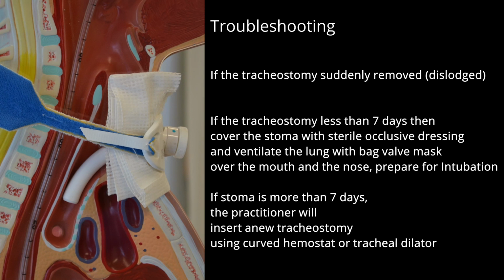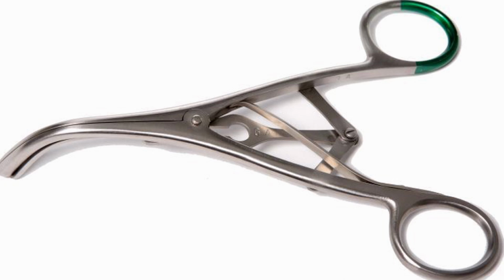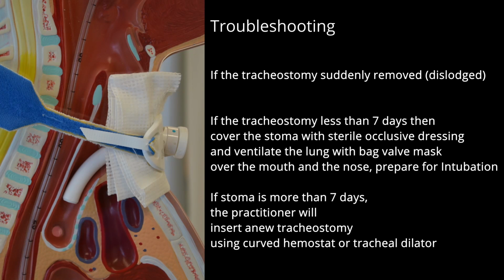Now, imagine the patient's tracheostomy is suddenly removed. What do I have to do? If the tracheostomy is fresh, less than 7 days, then cover it with a sterile occlusive dressing and ventilate through the ambu bag. Probably they will intubate the patient. If the stoma is mature and it's more than 7 days, the practitioner will insert a new tracheostomy using a curved hemostat or what we call a tracheal dilator to insert a new one.